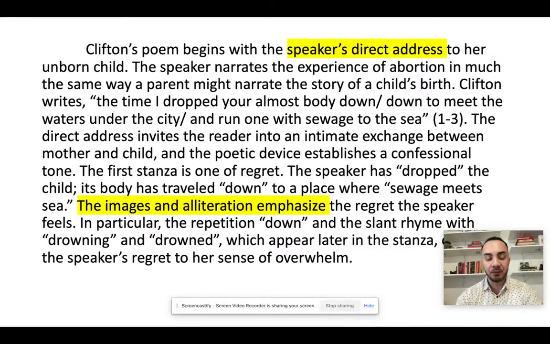So just notice the way that the paragraph is organized. The first half of the paragraph is discussing direct address. We've made sure to include an example from the poem and also to discuss what that example is doing, right? It's creating that intimate connection between speaker and child that the reader is invited to listen in on. Notice too, in the second half of the paragraph, that specific word choices and examples of sound repetition are used, and then a discussion of how that sound is contributing to the meaning of the work as a whole is also included in the paragraph.